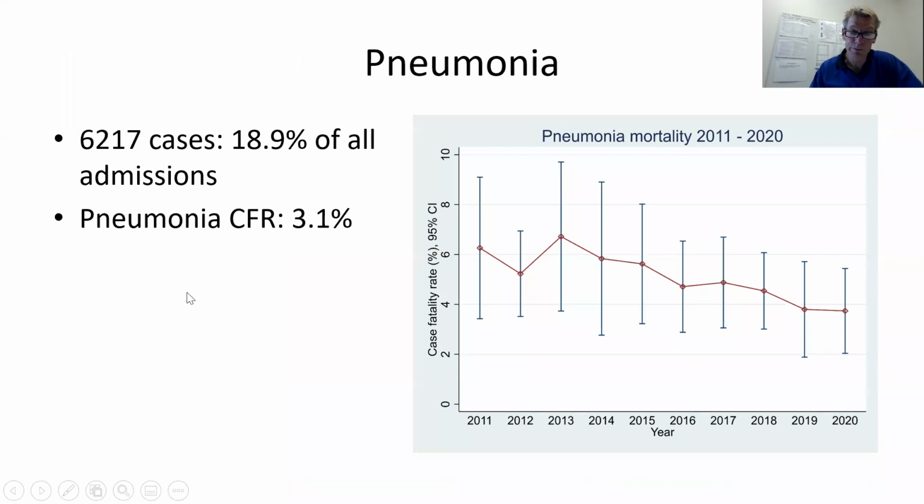So for pneumonia, this has been one of the most encouraging improvements that we've seen in the last 10 or 15 years. And that is that now there is a very substantial improvement in the death rate from pneumonia. Still, pneumonia is the most common cause of admission to hospitals. It still makes up nearly 19% of all admissions. So the largest number of admissions, you all know that. But we are down to a case fatality rate of 3.1%, which is much lower than what it was before.